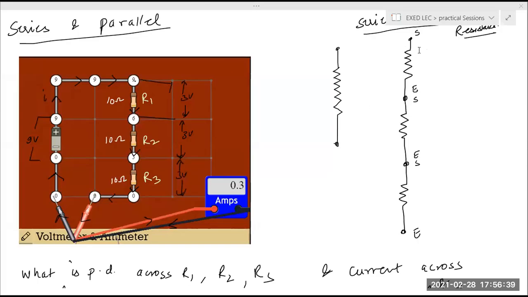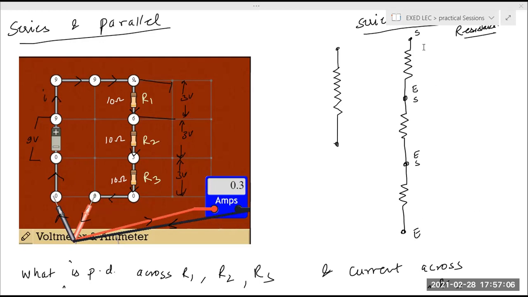So see over here, what did we see? What was the potential difference across each resistor? It was 3 volt, 3 volt, 3 volt. Now you sum these three, how much does it give you? 9 volt, which is the potential difference across this battery. The first thing we measured was this. Now how much is the current flowing through each resistor? The current flowing is 0.3 ampere, that you can see in this ammeter.